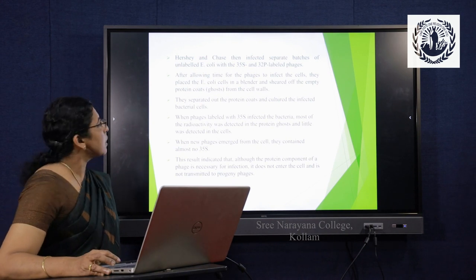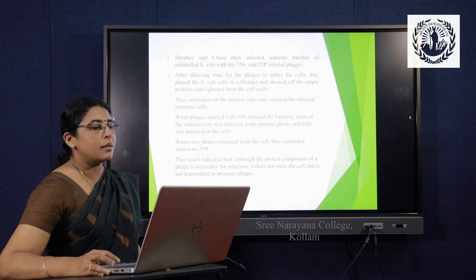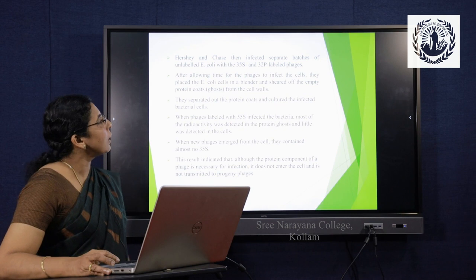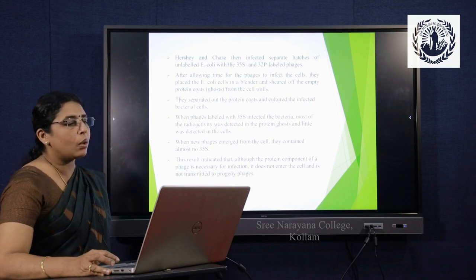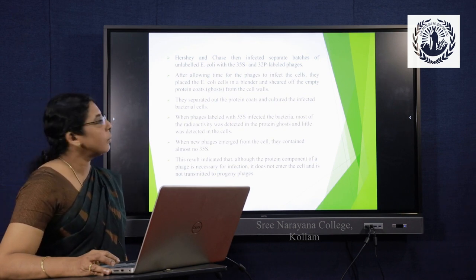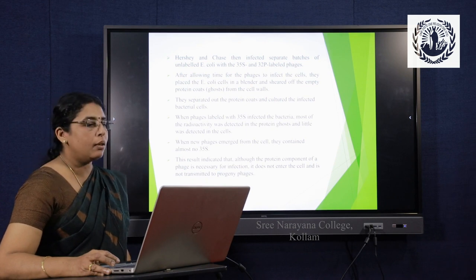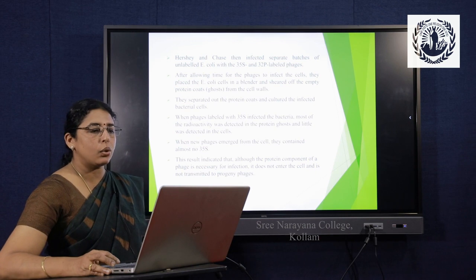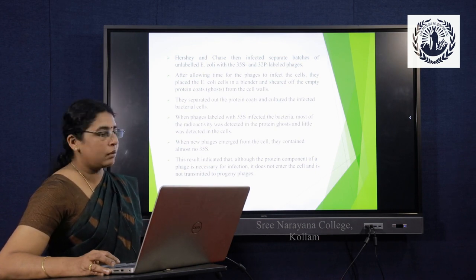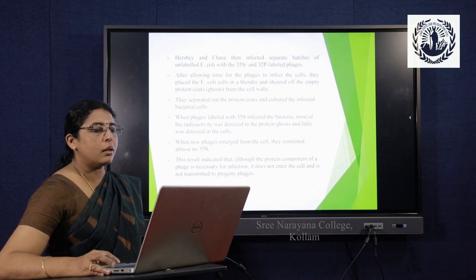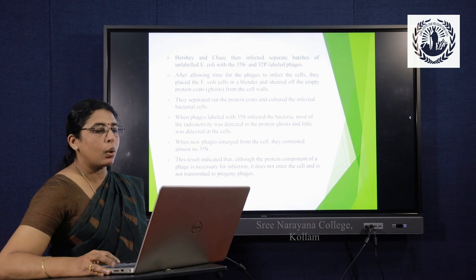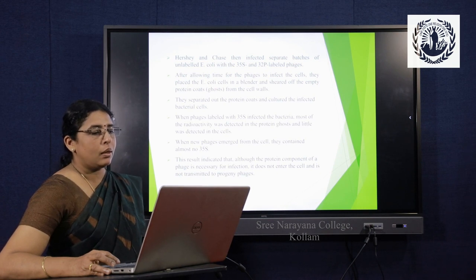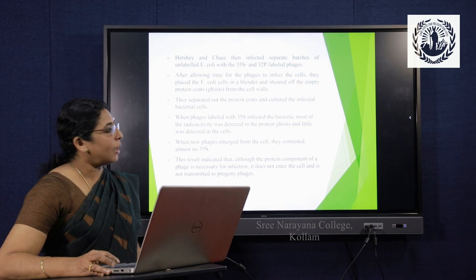Then in the third set of experiments, Hershey and Chase infected separate batches of unlabeled E. coli with the S35 and P32 labeled phages. Then, after allowing time for the phages to infect the cells, they placed the E. coli cells in a blender and sheared off the empty protein coats. These protein coats are called protein ghosts, separated from the cell walls.